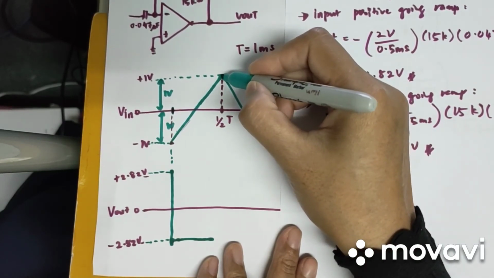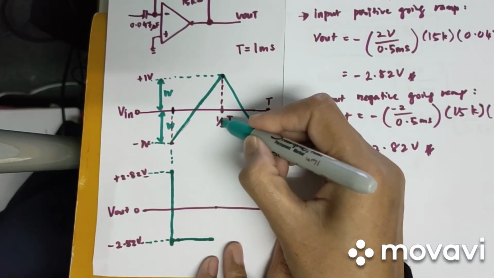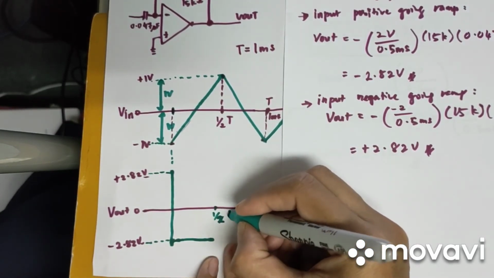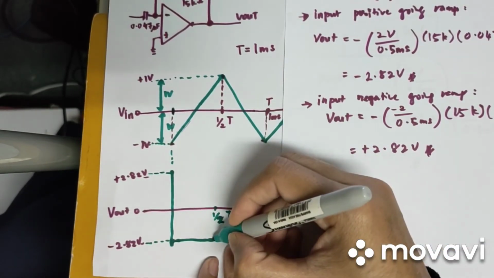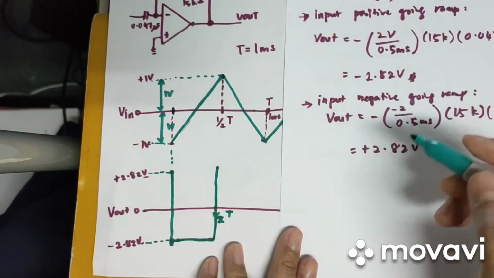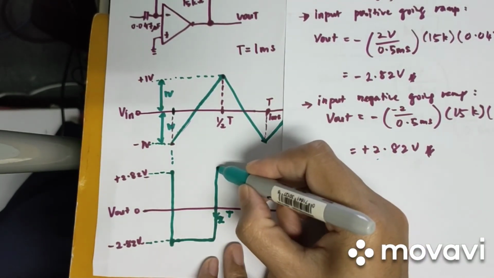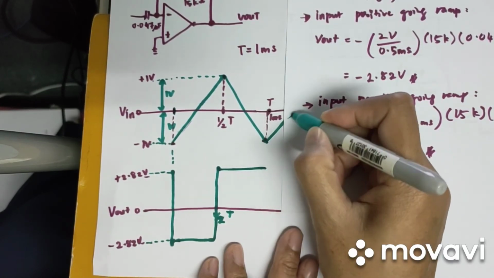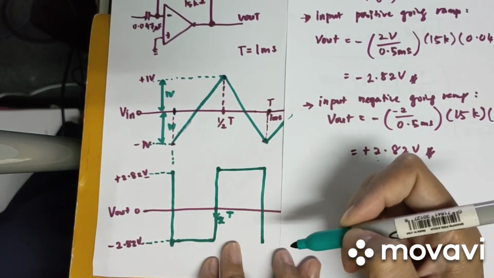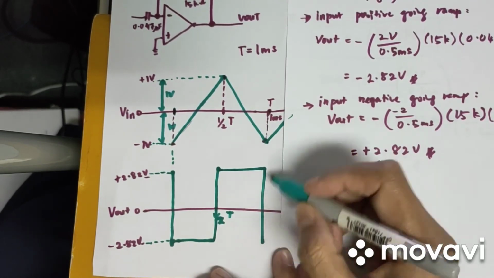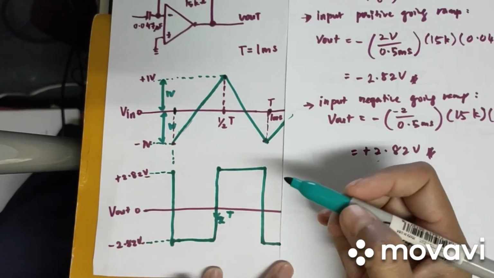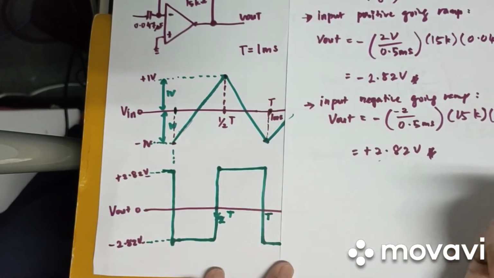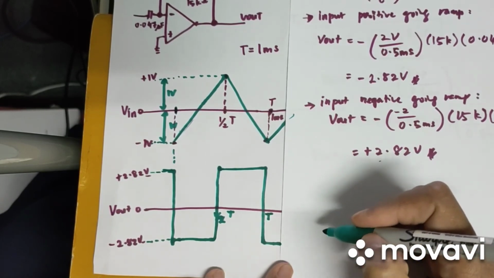When it reaches half of the period, half T here, it will switch to positive 2.82, and it stays here until this point, where it changes again. So we complete the drawing like this. This is T, this is half T. Alright, that's it.